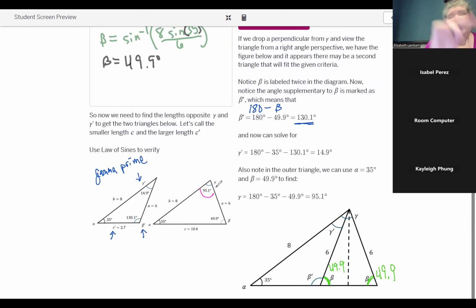So we're actually going to practice running through this whole calculation, but this is just an initial look at how a two-triangle situation looks when we finish it. There's a picture of the two triangles.